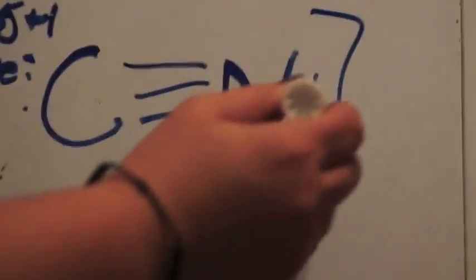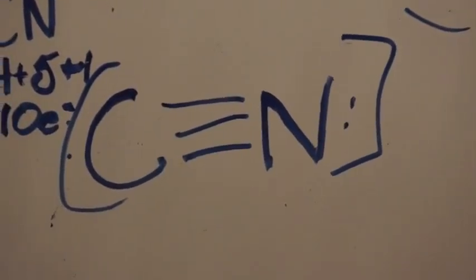Now we have to do this. Oh yeah, and since it's a polyatomic ion, you have to indicate that in brackets with the negative symbol on the outside.